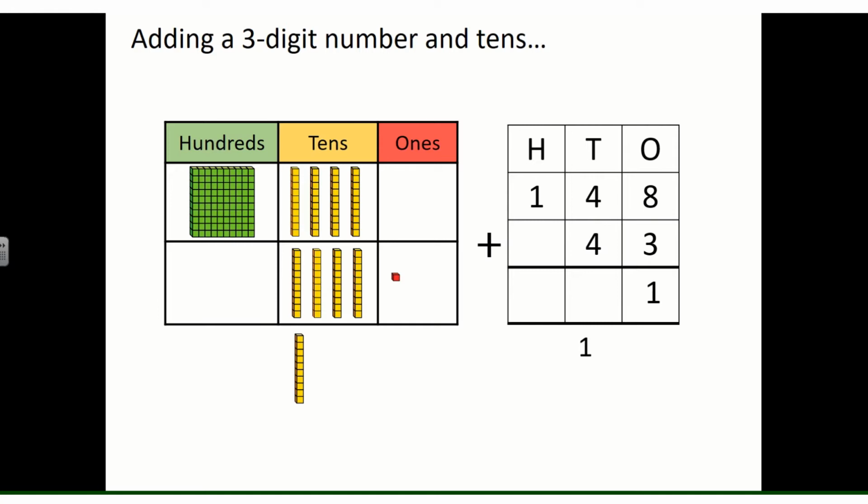Now I can add up my tens and I can see that I've got 8 tens plus a 1 10 for my exchange, which gives me 9 tens. And then I can add on my hundreds. 191.